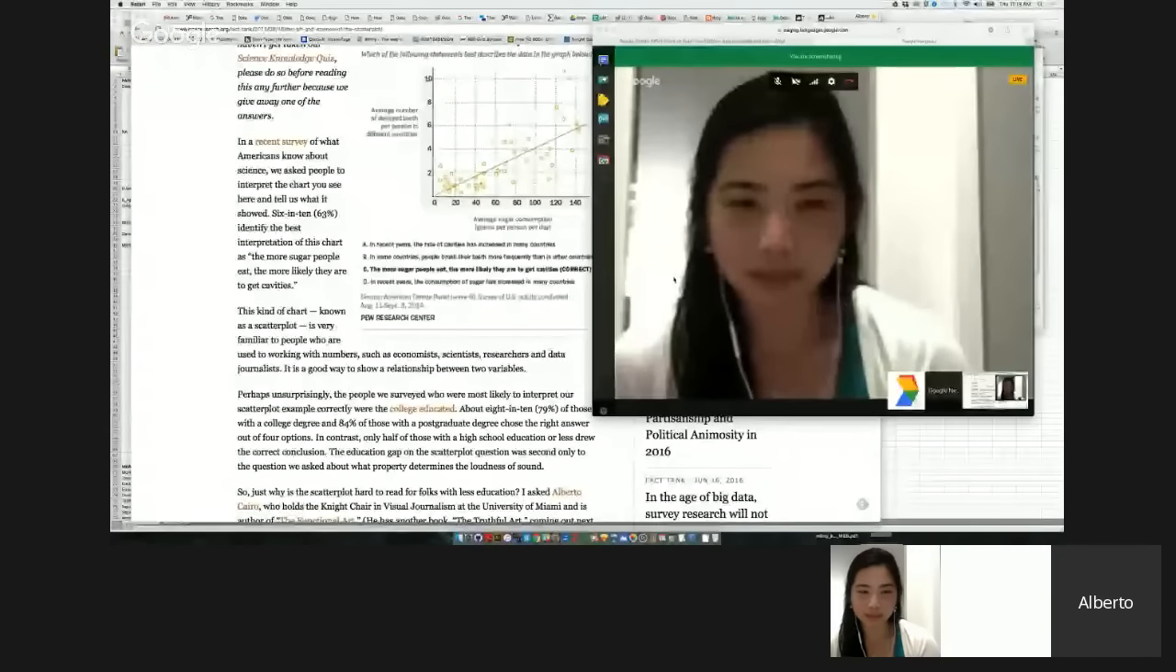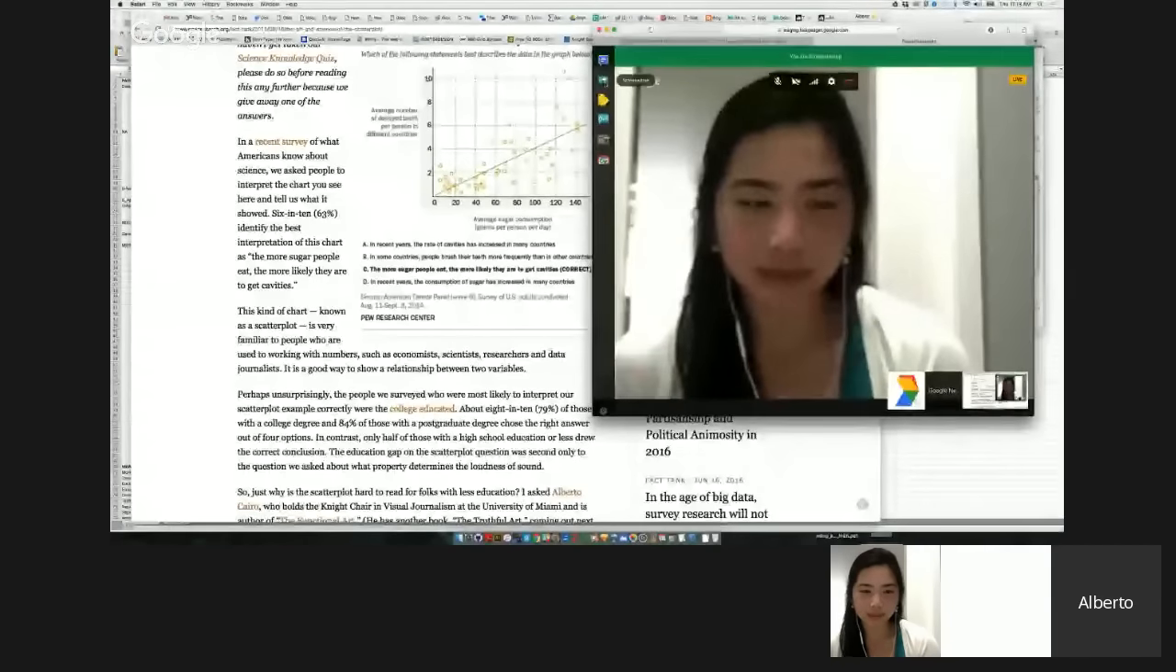Well, something similar may happen with unusual graphic forms like the chord diagram. Most people cannot read it correctly nowadays because it's not common in the media. But visualization has a grammar, has a vocabulary, and that vocabulary can be learned.